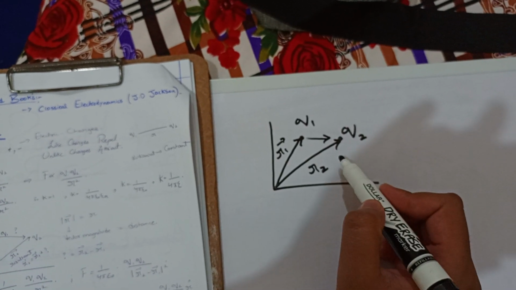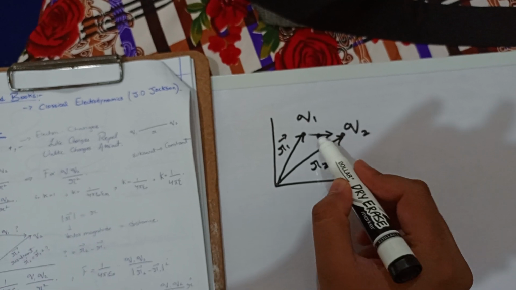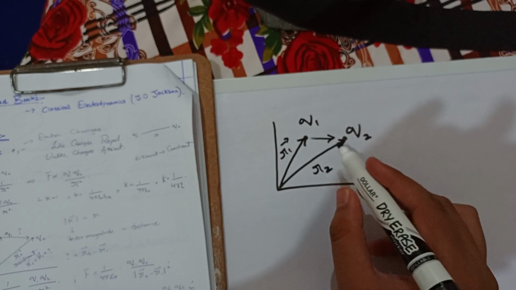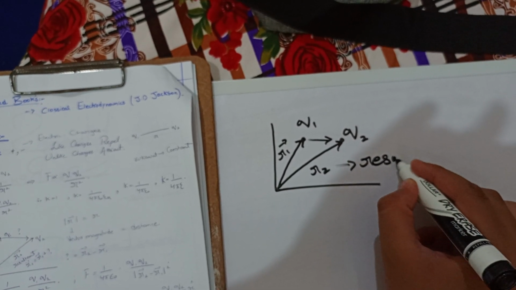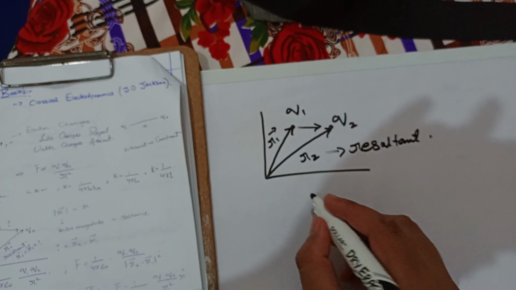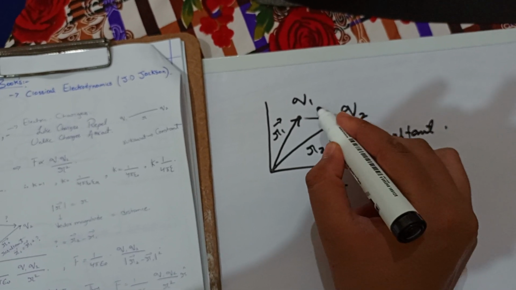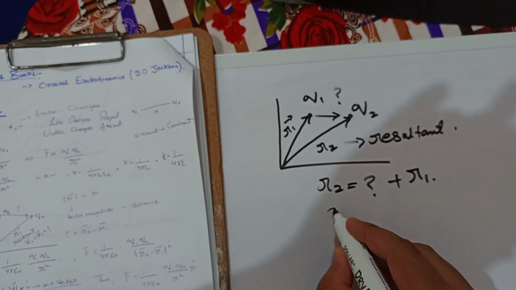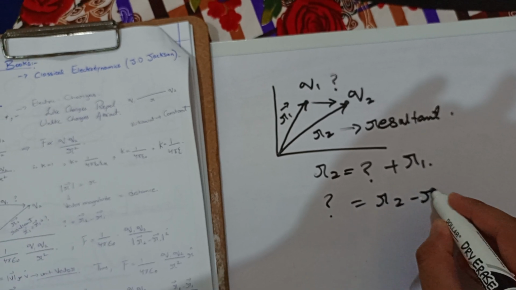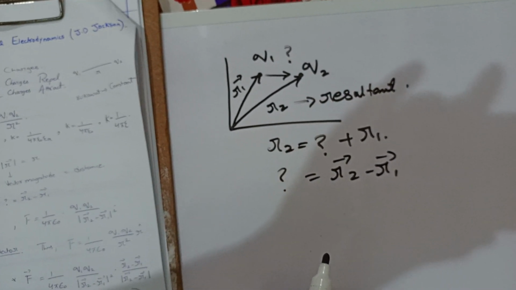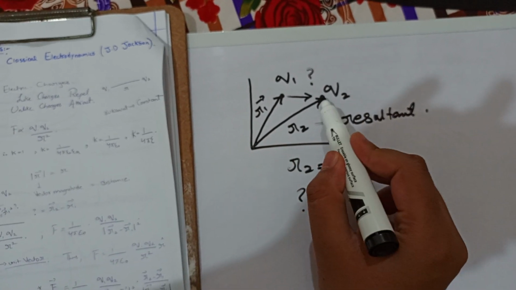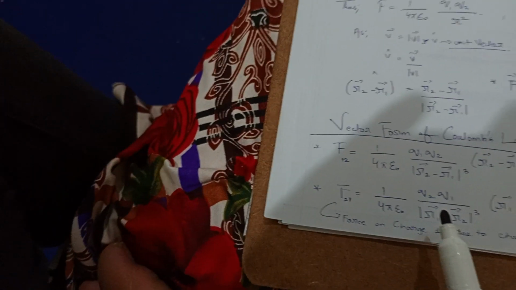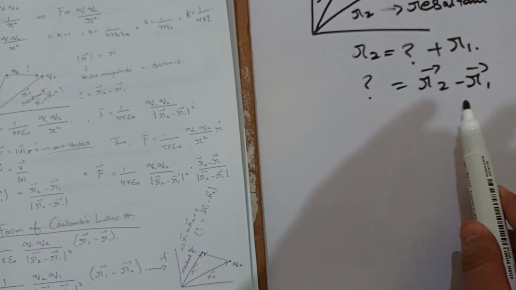In this case, which is the resultant? Head with head, tail with head, tail with tail. So this is the resultant, r2 is the resultant. So how do I find the resultant? r2 becomes equal to, I don't know, so this is a question mark, question mark plus r1. So if I find it, the question mark becomes equal to r2 minus r1. This is the force on charge 2 due to q1. So that's why in the formula it is r2 minus r1, r2 minus r1.